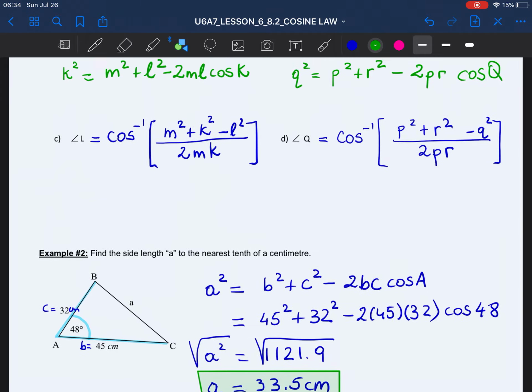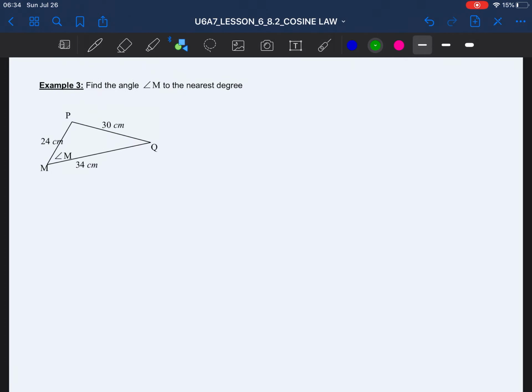Okay, so that's an example of how you use the cosine law to find the sides. So let's take a look at how we use the cosine law to find an angle. Again, here we're given a triangle. This time the triangle's name is MPQ. We are asked to find the unknown angle M. We're going to start by labeling the sides in relation to the angles opposite to them. So we have side M, opposite angle M, side P, opposite angle P, and side Q, opposite angle Q.